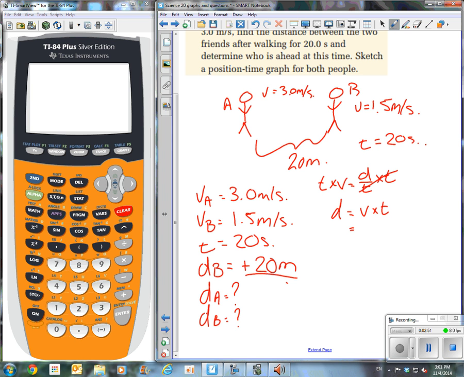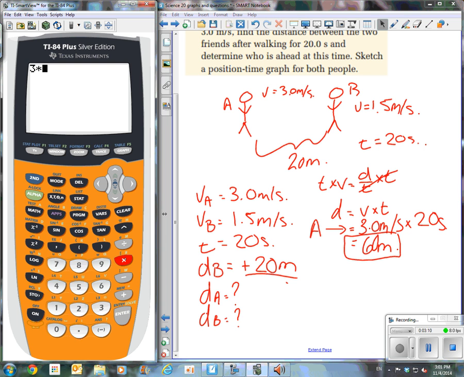So for person A, this is simple. We are going to take 3.0 meters per second and multiply that by 20 seconds. So I get 6 meters. Oh, sorry, 60 meters. Okay, 3 times 20, 60 meters.